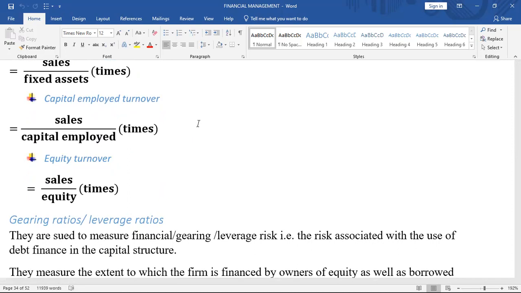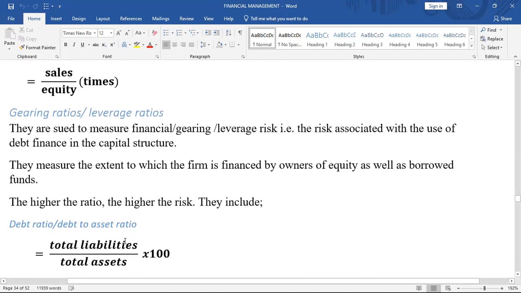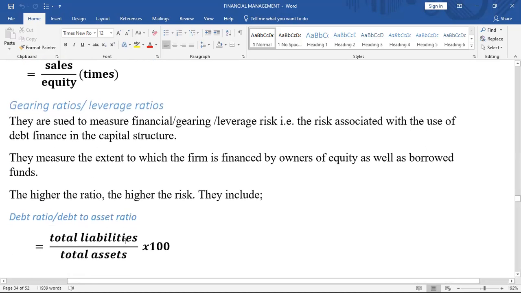And we are saying it is not too good, but they are used to measure the gearing risk of the organization. So these are the risks which are basically associated with the use of debt finance in the capital structure. That is the thing we covered in our previous classes. They measure the extent to which the firm is financed by owners of equity as well as borrowed funds.